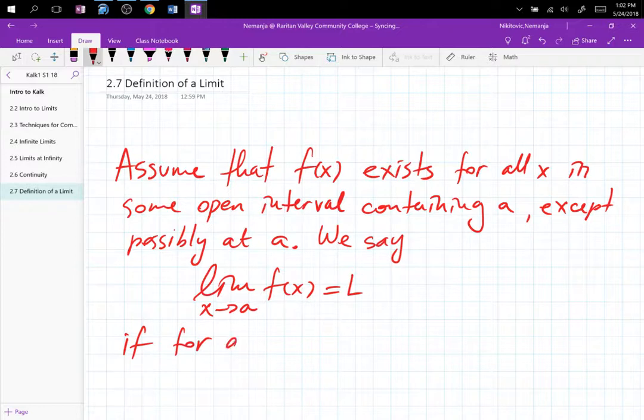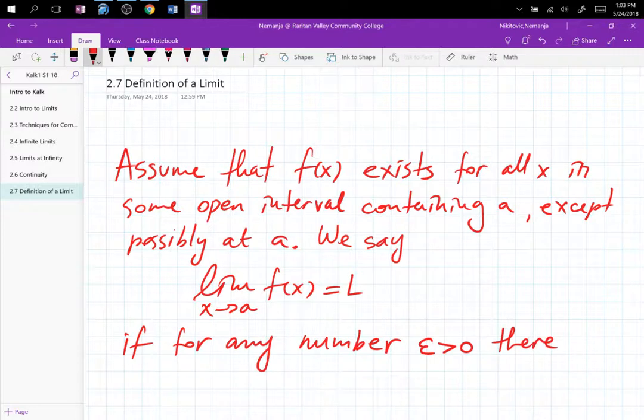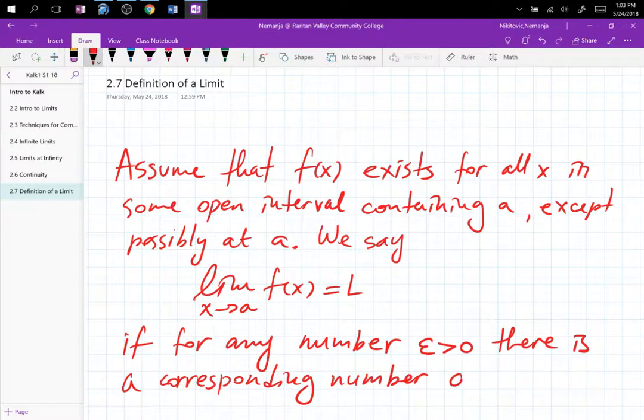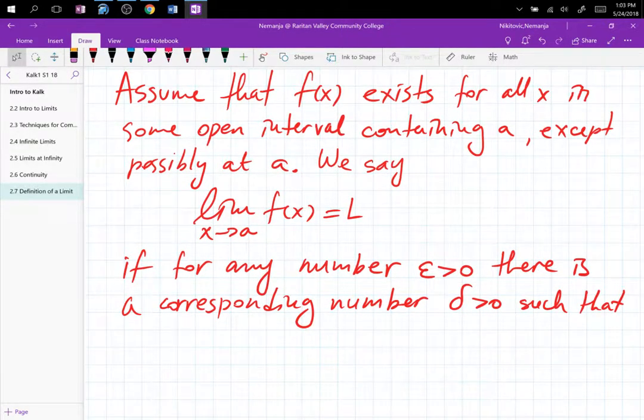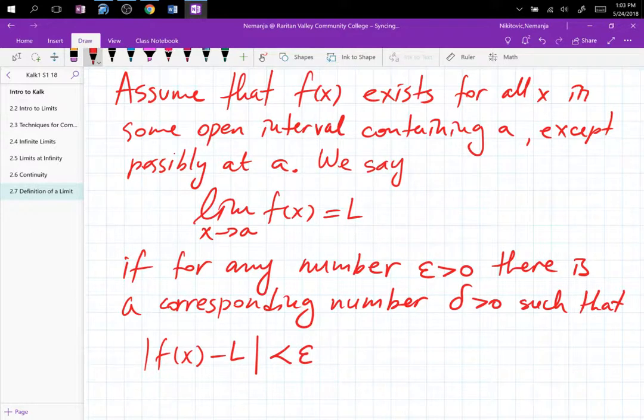if for any number epsilon larger than 0 there is a corresponding number delta larger than 0 such that absolute value f of x minus L is less than epsilon whenever zero is less than absolute value x minus a less than delta.